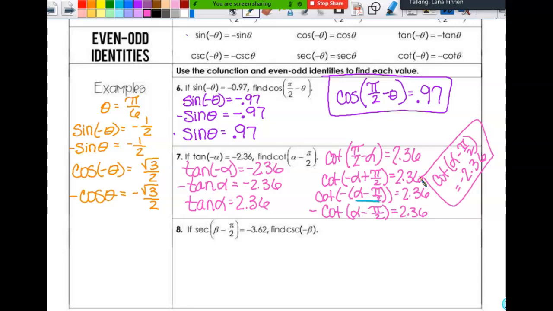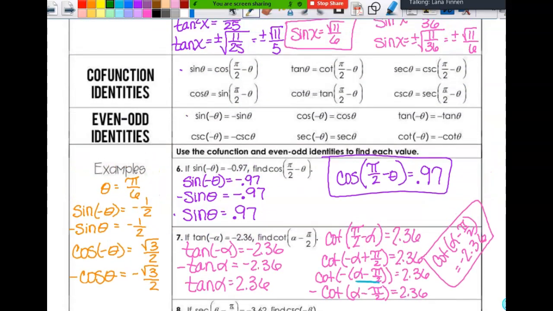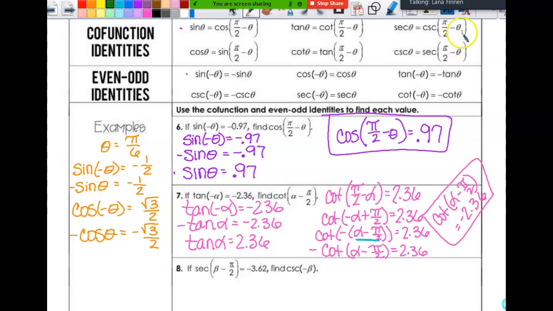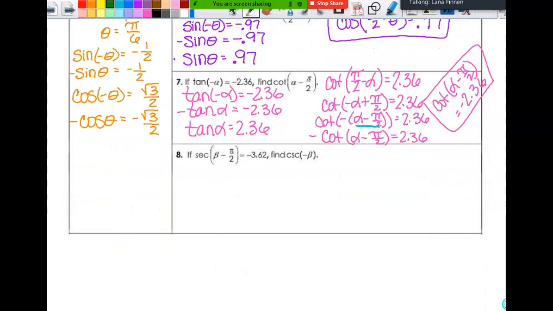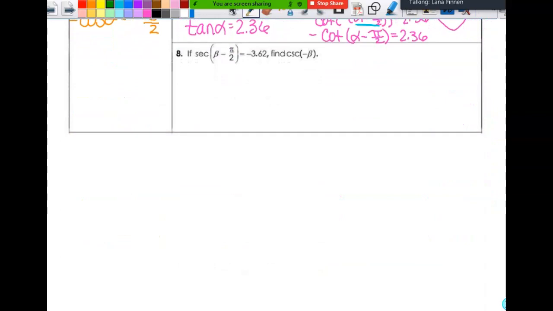All right, so let's look at number 8. Number 8, the secant of beta minus pi halves. Well, it's backwards again, so in order for me to be able to use that right here, I'm going to have to get this flipped around the right way so that I can then start to substitute. So let's work on that first. So again, I'm going to just rewrite what's here. The secant of beta minus pi halves equals negative 3.62.